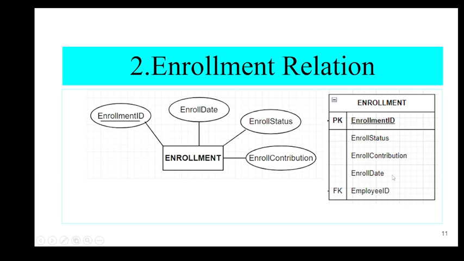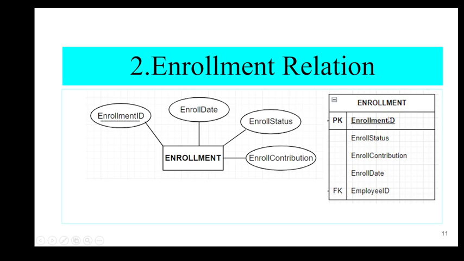Next, we have the enrollment relation. In this case, the enrollment entity is mapped as the enrollment relation, whereby the unique attribute enrollment ID is mapped as the enrollment ID column, which is the primary key. Then the other secondary attributes, enrollment date, enroll status, and enroll contribution, are mapped as normal columns.